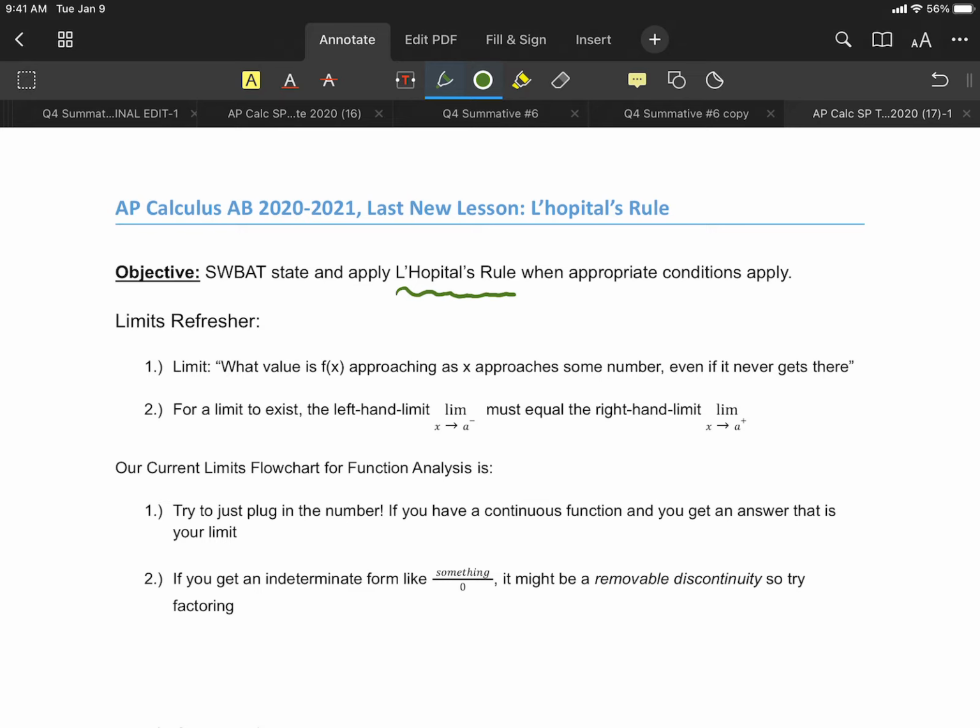So first, just a refresher on limits. What a limit is, it's a question, right? What value is f of x approaching as x gets arbitrarily close to some value a, even if we never get there? Like if you have a removable discontinuity, you could still have a limit. The limit would exist in this case because the left hand and the right hand limits are the same.